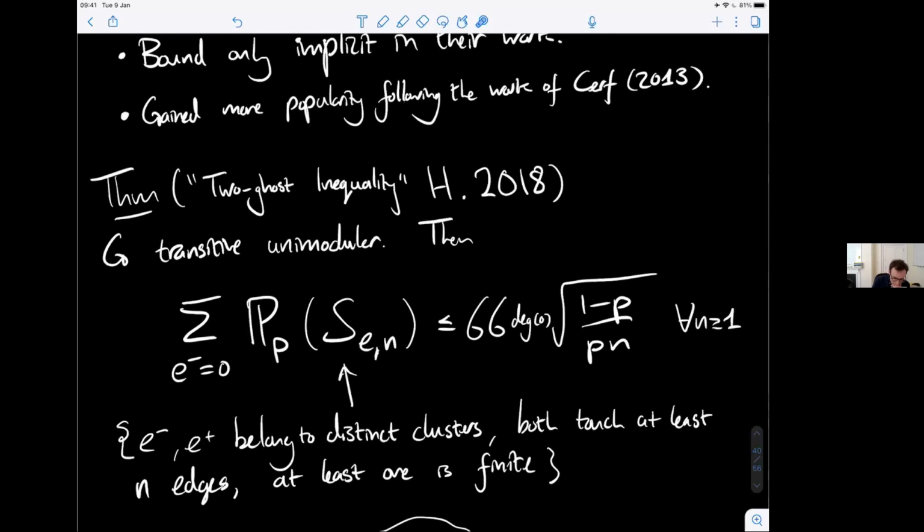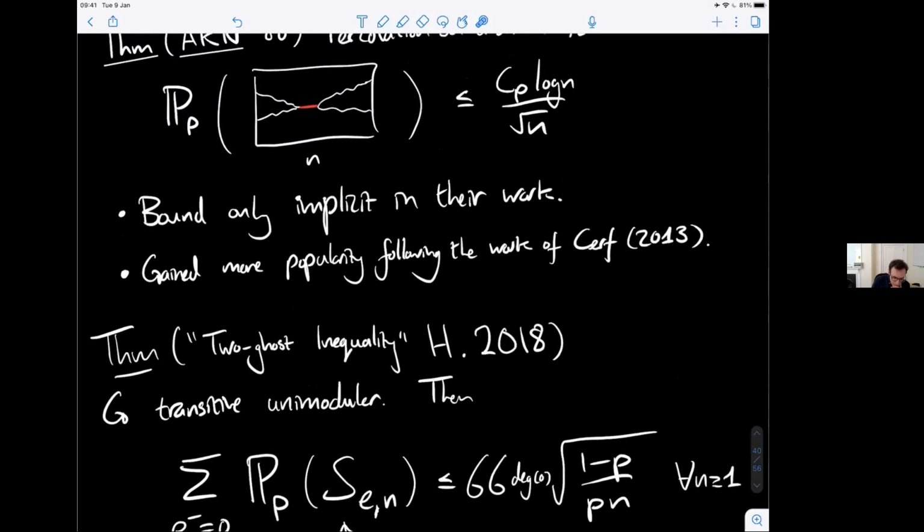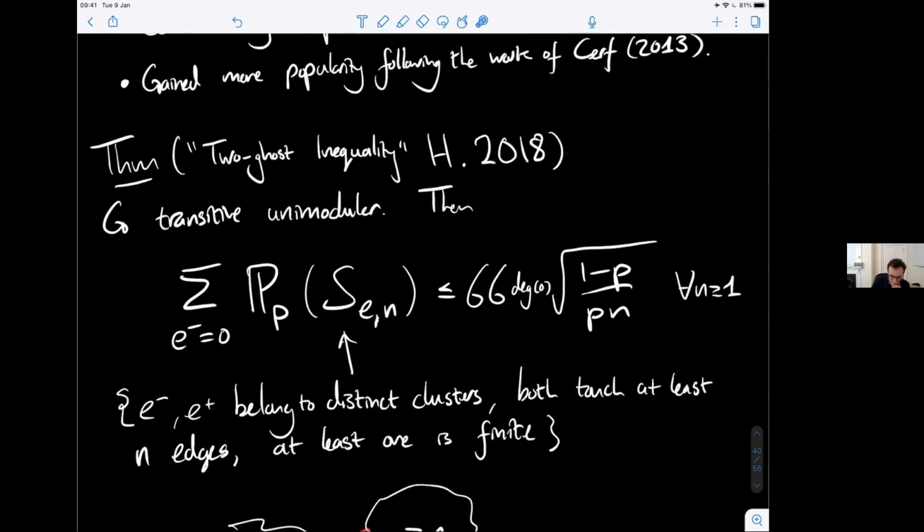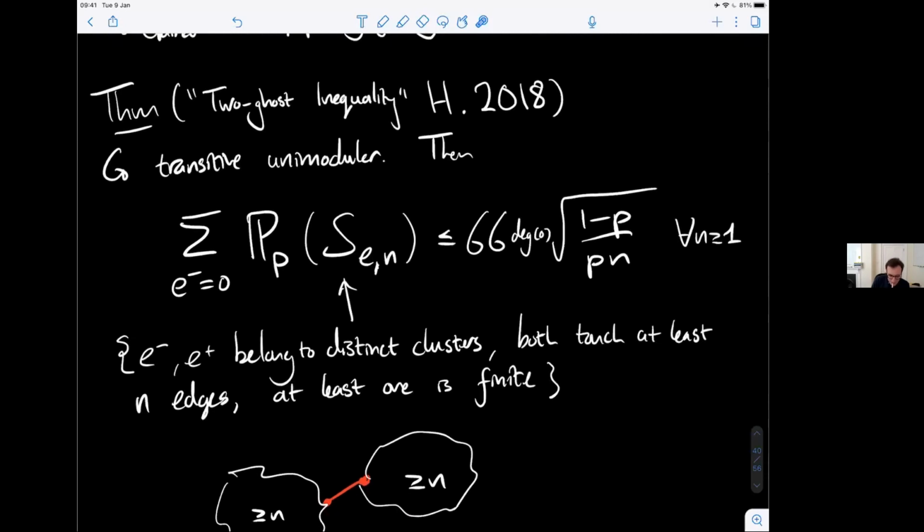So the thing we'll be using is a version of the same inequality, which I came up with. The main differences between this new inequality, which I call the Two Ghost Inequality for reasons that may become more apparent in a minute, is that, first of all, it's much more general. It applies to any unimodular transitive graph.